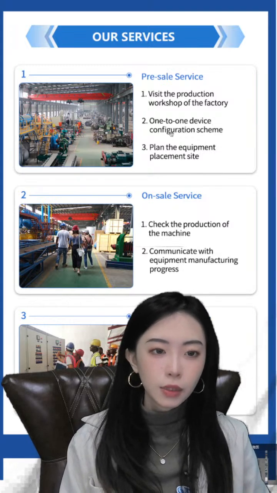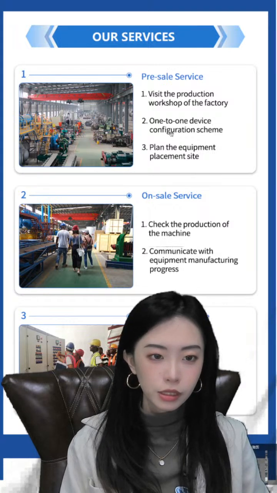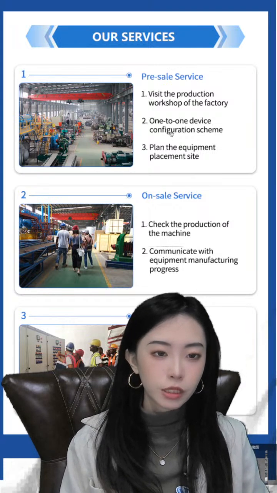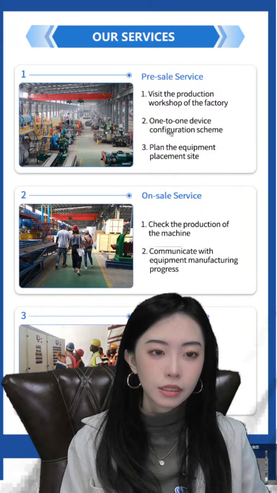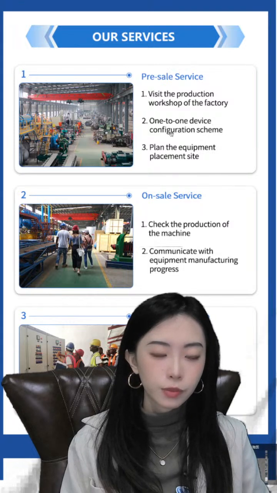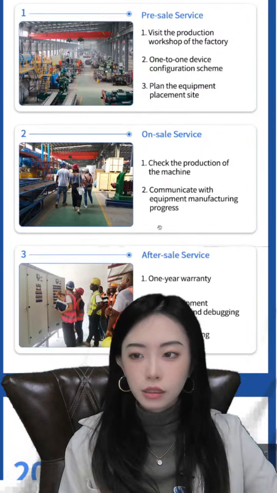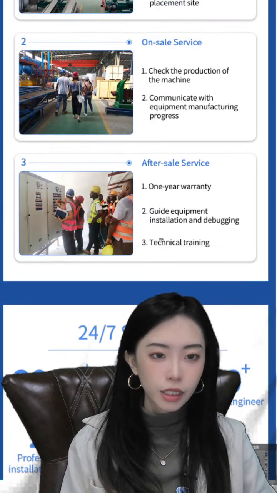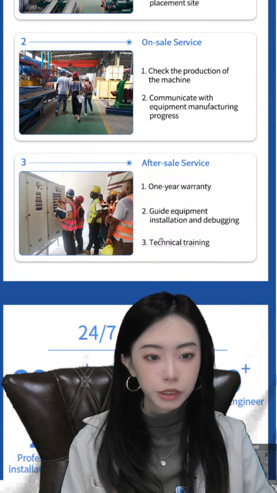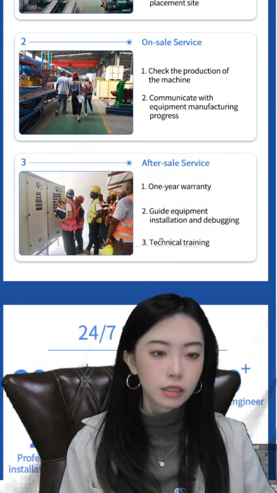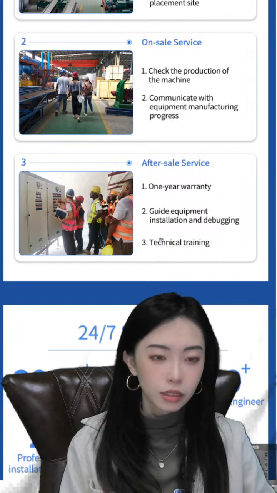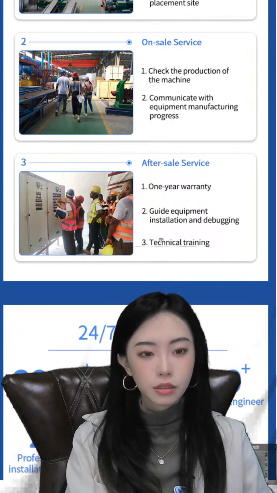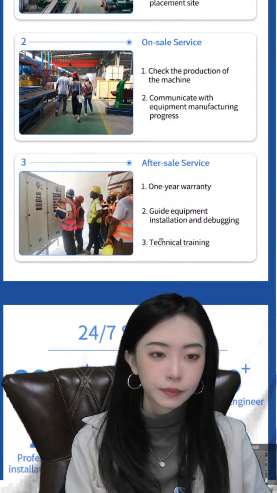And the second one is the on-sale service. You can check the production of the machine anytime and communicate about the equipment manufacturing progress. And after-sale service, which most of our customers are concerned about. We have a 1 year warranty, except for spare parts. For all other questions you can contact us immediately.